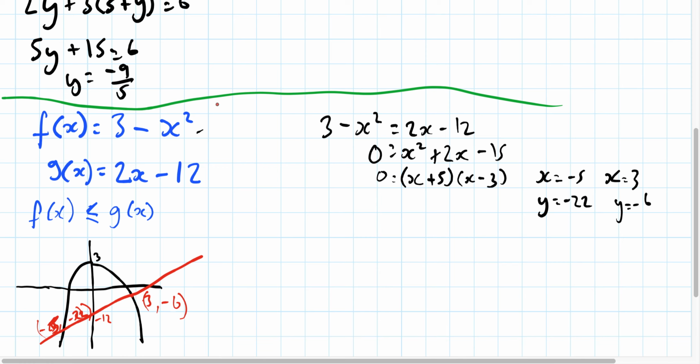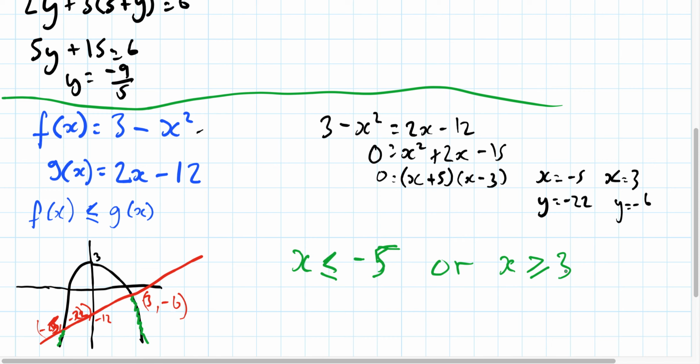Okay, so now I'm going to use my green to shade in what my question says. So it says f(x) is less than or equal to g(x). So less than g(x) is all of the lines here. Therefore, x is less than or equal to minus 5, or x is greater than all of this. x is greater than or equal to 3. That's my two possible solutions.